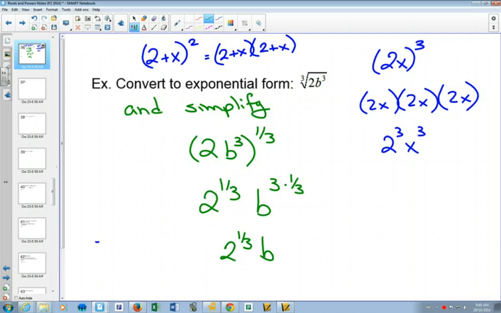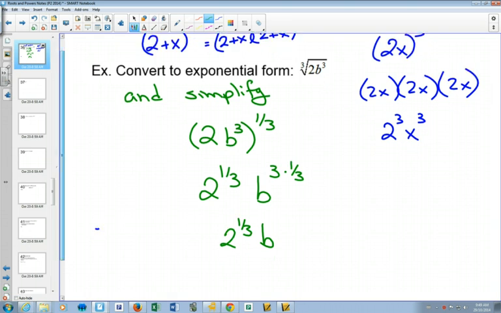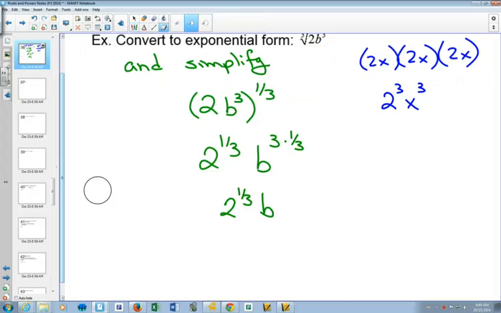And so now this is in exponential form because we have exponents instead of radicals. And it's been simplified because the b cubed, when it gets multiplied by the 1/3, just becomes b3 over 3, which is just b to the 1. Should I give you another one like that to try? Or are you super comfortable with those?